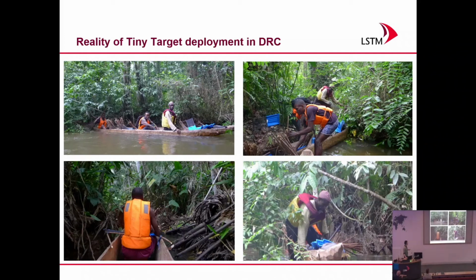And then this is just a little bit of the reality of working there. So the teams deploy targets from these traditional dugout canoes. They go down the river putting out targets every 50 meters. They sleep in the field, and they cover relatively long distances, about 60 kilometers of river in 7 to 10 days. And each of these targets is recorded in a GPS unit as well, so that we are able to monitor what's been going on.